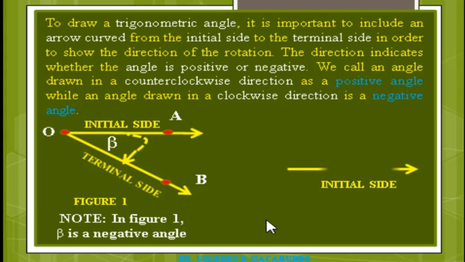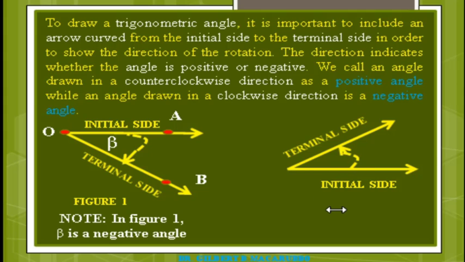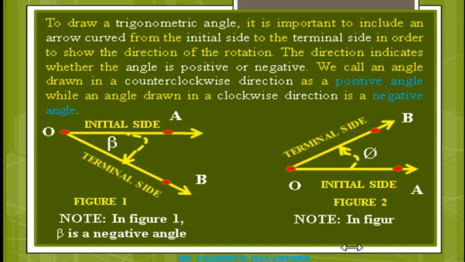Consider another figure here. From initial side to its terminal side, the direction is a counterclockwise direction, which indicates a positive angle. So as you can see in figure 2, take note, angle phi is a positive angle.